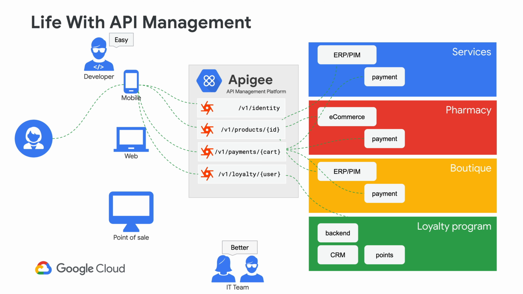Things are better for the IT team also. They have the same systems to support, but the outside consumption of these is going to be much better. They're going to have a lot more visibility into what's going on with those services, and it's going to be much easier to onboard new applications. And we'll see why later on in my demo. The customer is going to get a good experience. We can make the experience consistent among mobile, web, and point of sale.